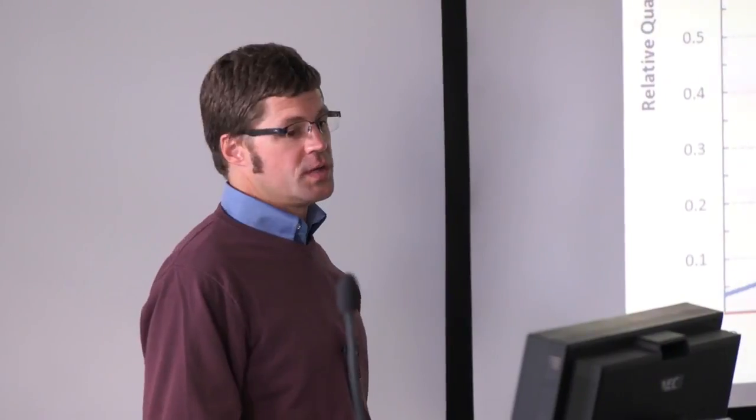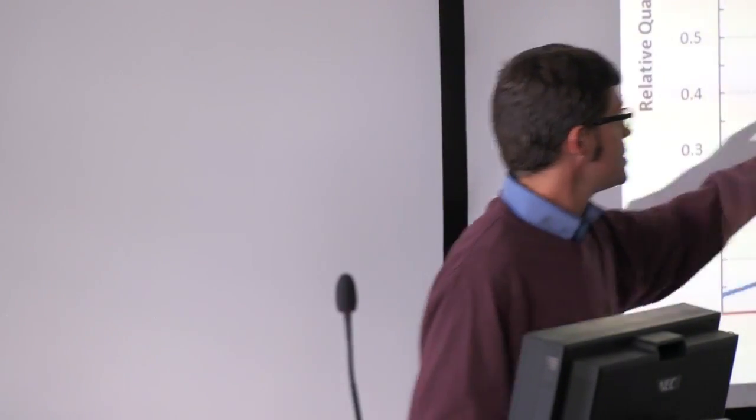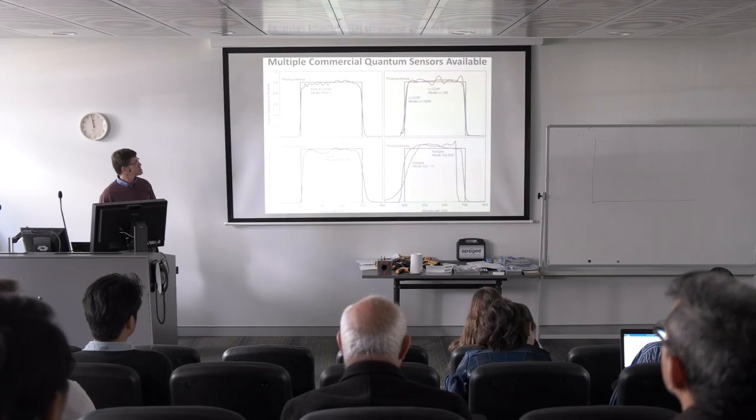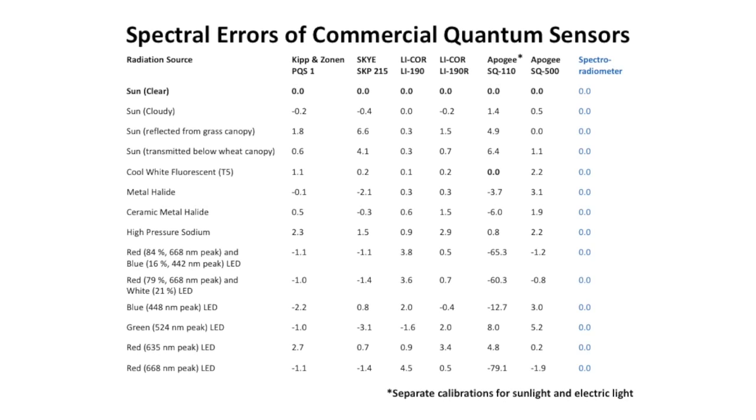So what I'm about to show you is error calculations using this equation for all 6 of these quantum sensors that I have spectral information for right here. And there you go. And so the table shows data where we use sunlight on a clear day as the calibration source, and so all of them have 0 error under sunlight. And you can see what kind of errors they have for a whole bunch of other light sources.